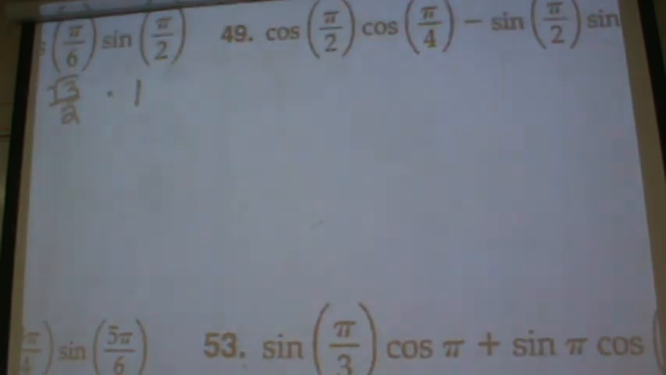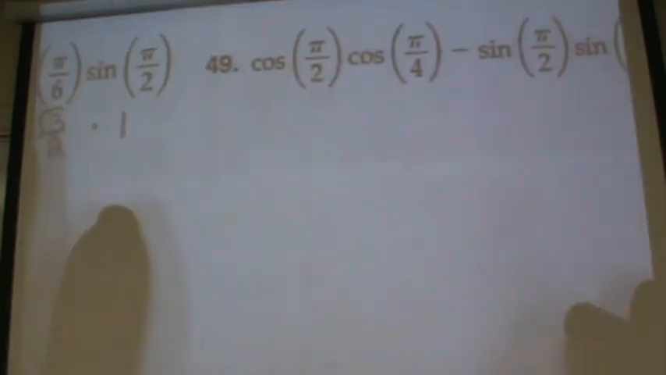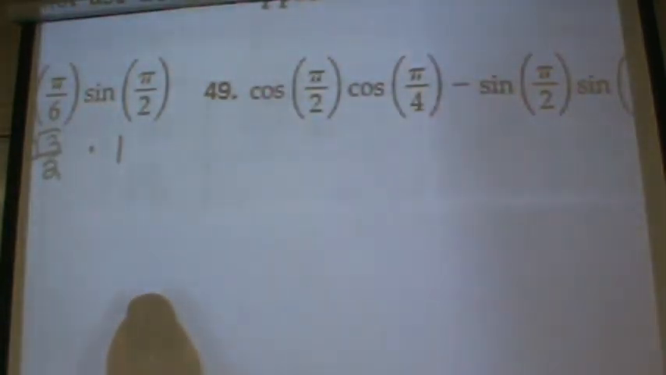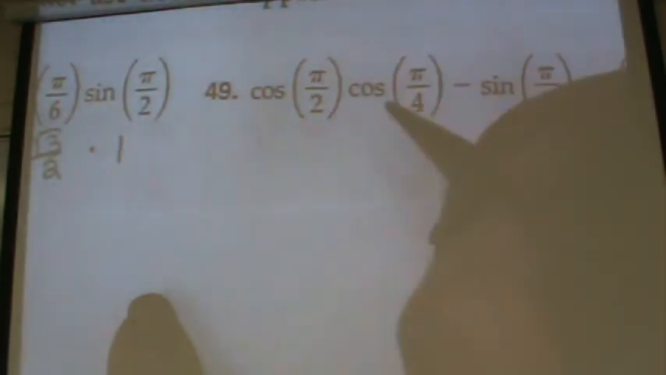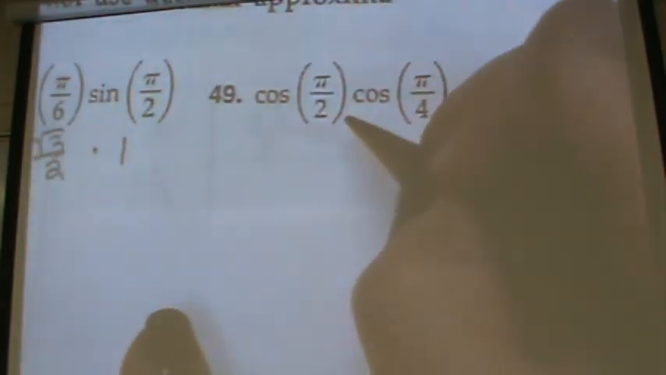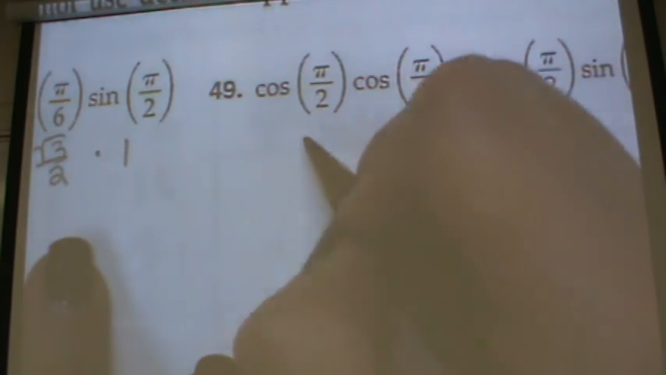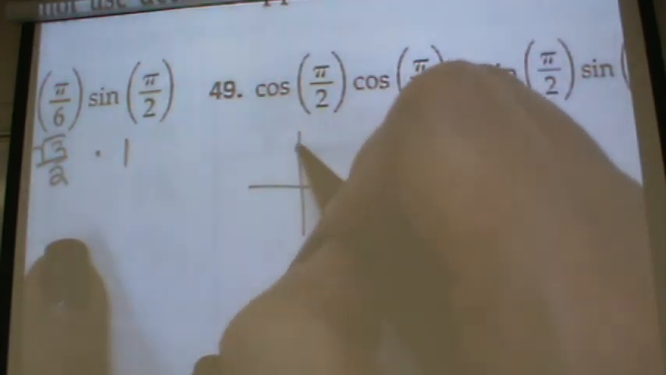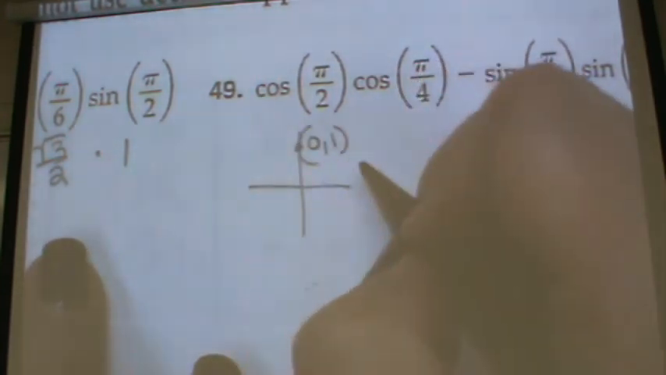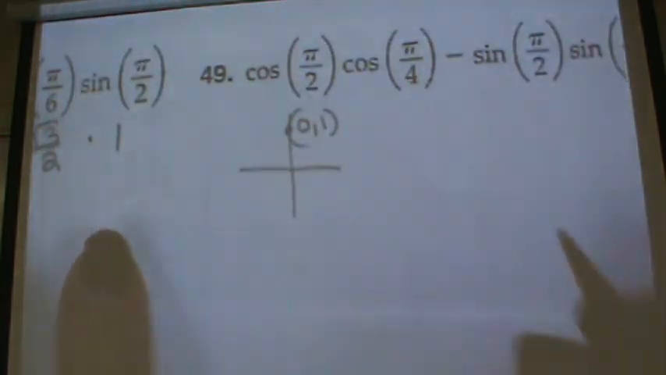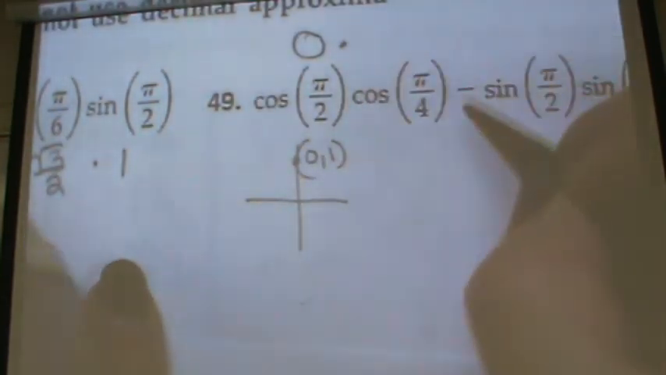Number 49. Am I going too fast? No. Good. Okay, pi over 2. Where's pi over 2? It's that same one, that 90, right here. 0, 1. So what's the cosine at pi over 2? 0. So you don't even need the last one. So you need to find the next one.